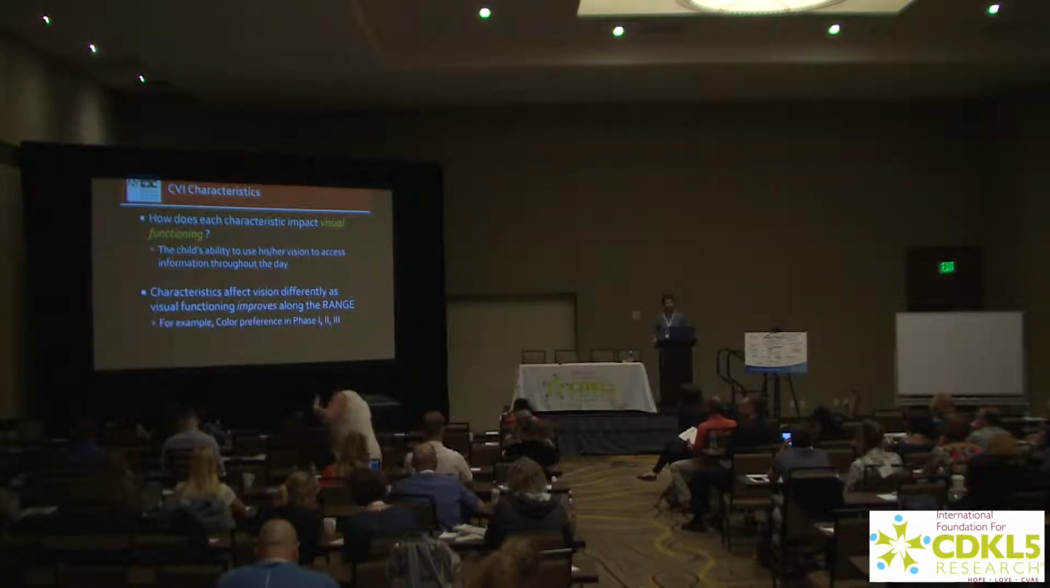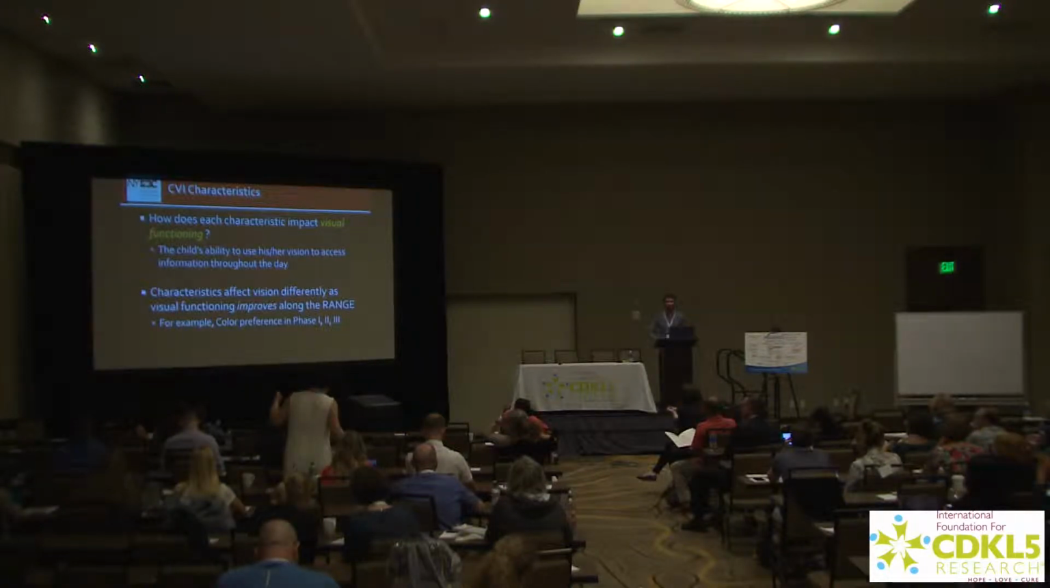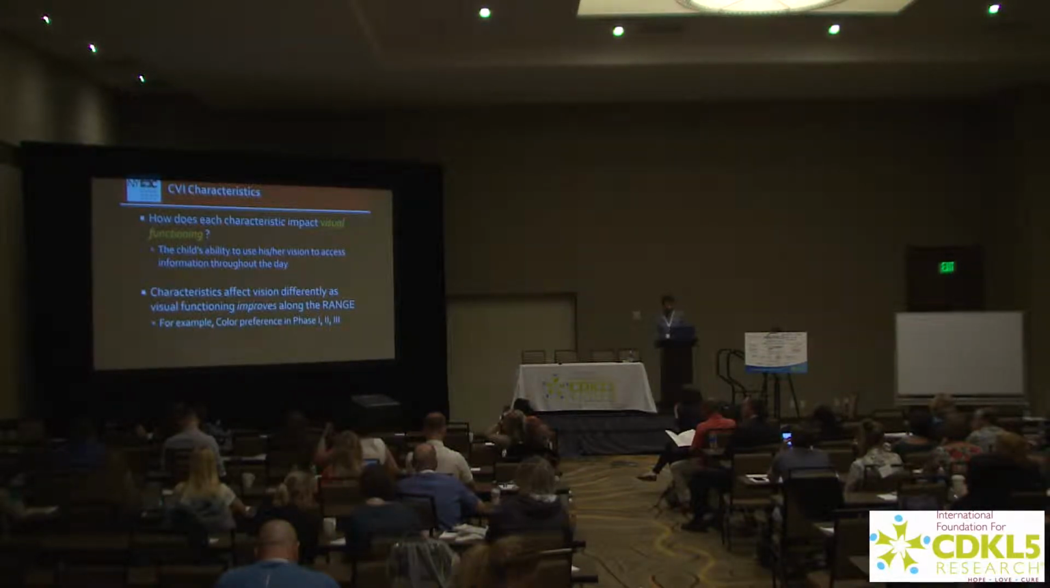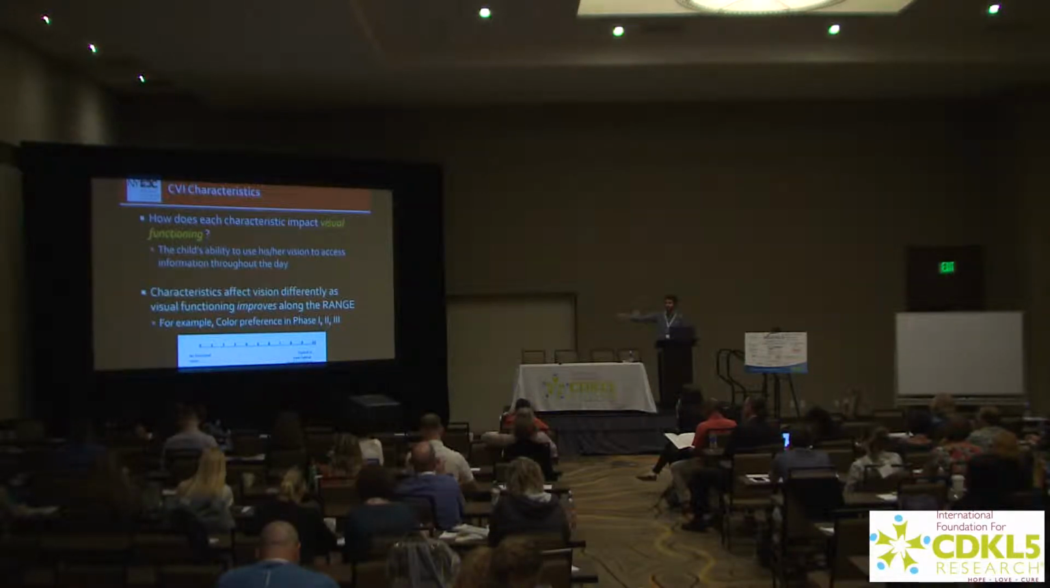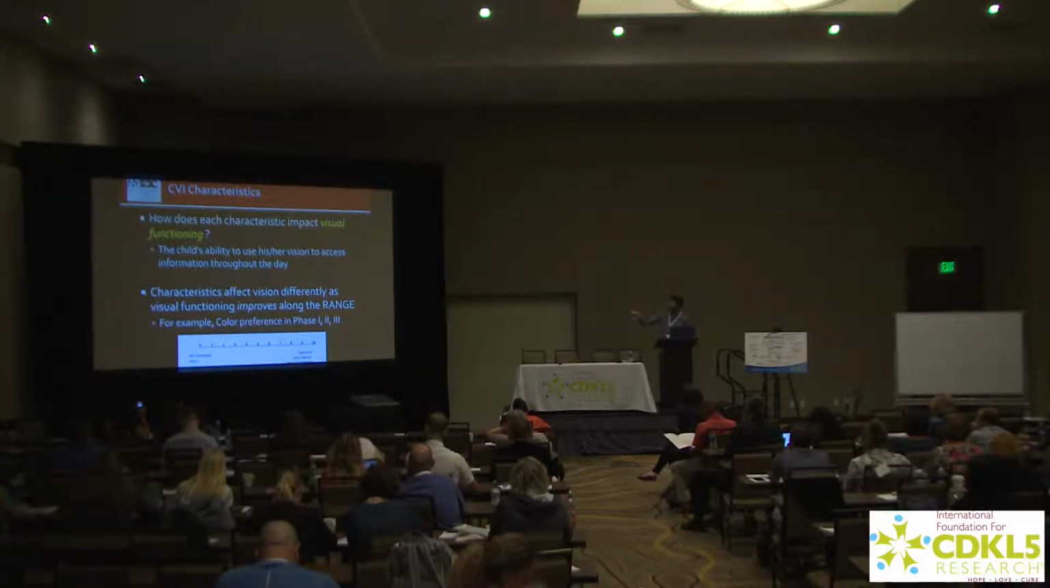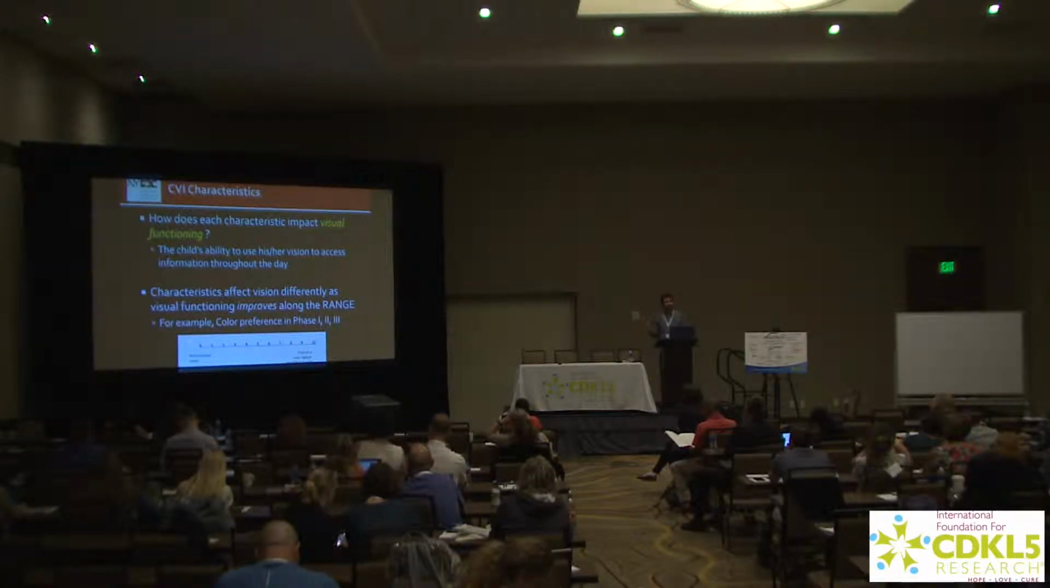Characteristics affect children differently as their visual functioning improves along this range of visual functioning. The range is basically 0 to 10. There are 3 phases of CVI. The most severe, phase 1, is basically 0 to 3. Phase 2 is moderate, 3 to 7. And phase 3, which is the least severe, or the most typical visual functioning of CVI, is 7 to 10. These characteristics look very different as they go through the range. And if a characteristic has no impact on your child anymore, then we can think of it as resolved. They've moved past it.